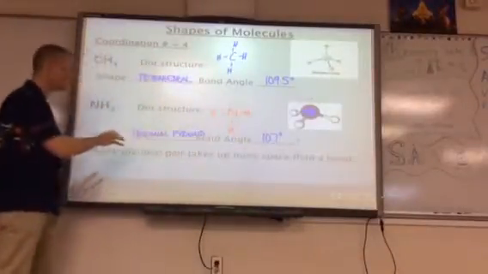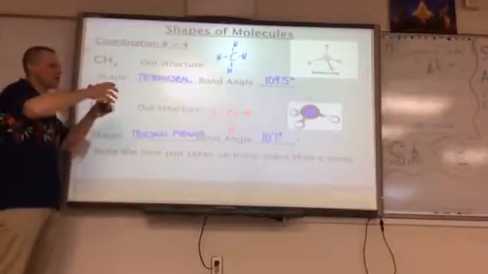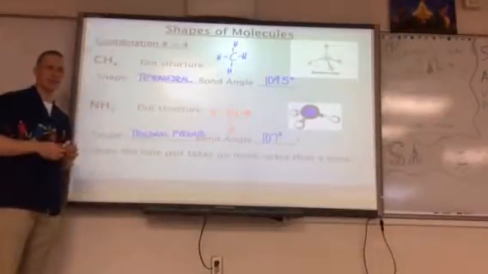And again, the reason for that is because of the presence of the lone pair. That does spread out some. It takes up more space than a bonded pair of electrons does.